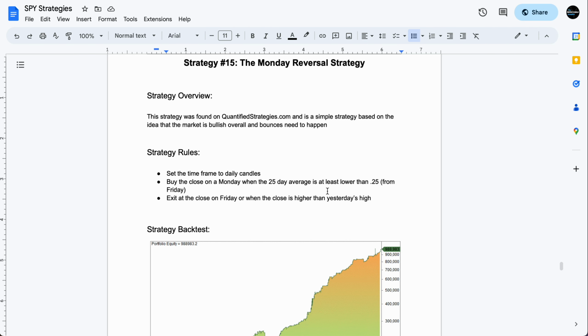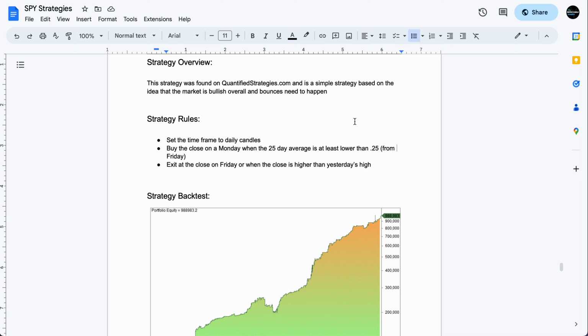This is just a strategy to put in your toolbox, which means that when you see this setup, you go, oh, I know what this is. This is a Monday reversal strategy, and I know it works long term. It doesn't happen every single day or every single week, but when it does, you can be aware and take advantage of it.